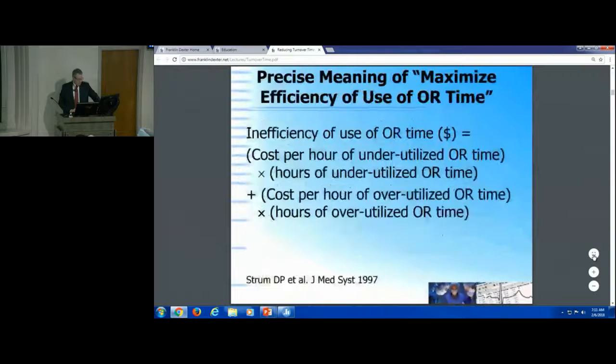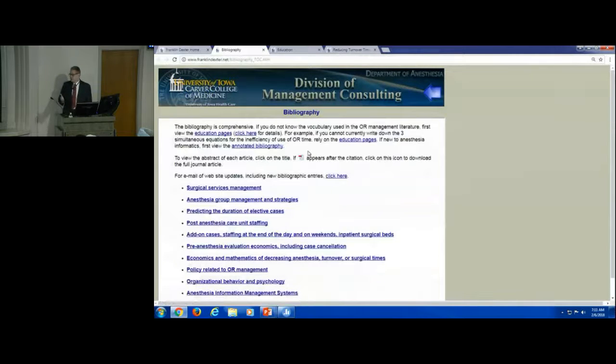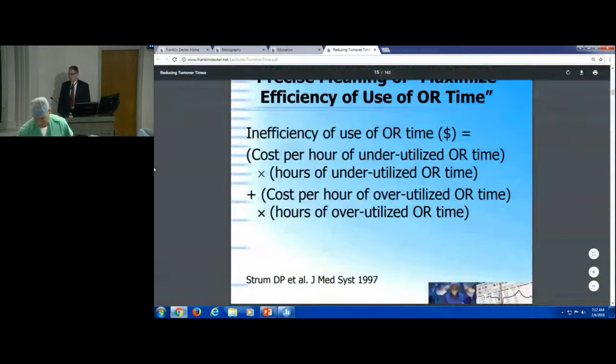Yeah, okay. So let's suppose, for the sake of argument, you say, I remember something here about the efficiency of use of OR time equation. If you remember to go to that, there's a website, and you can find the turnover time lecture. What they have is that every one of these slides has all these references. And the reason is that from the reference, you can go to the bibliography and find the paper. And then from that paper, you can look at the references in the paper. You can go to Google Scholar and look at the citations of the paper. Strum's paper probably has thousands or many, many hundreds of citations.